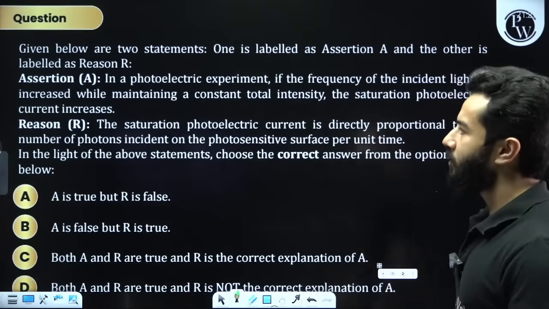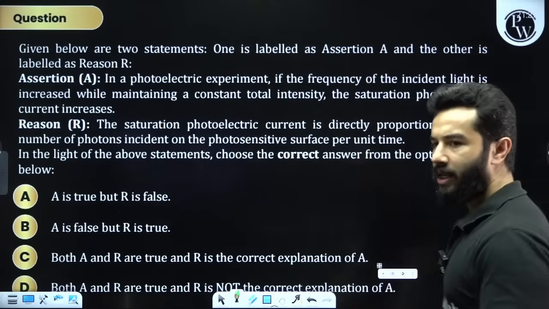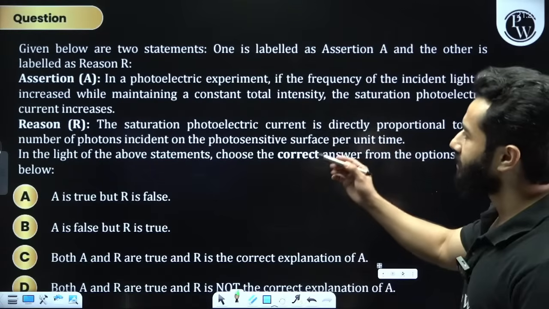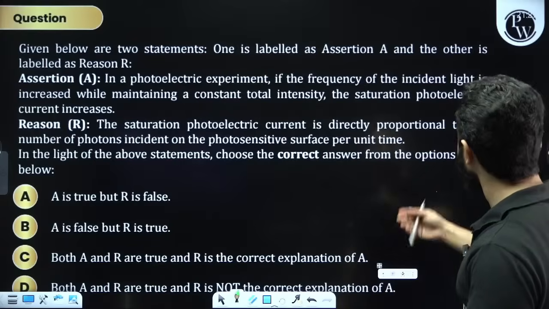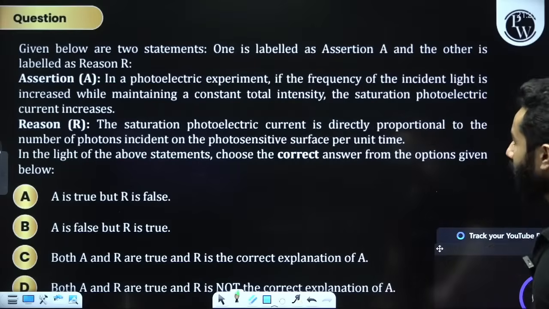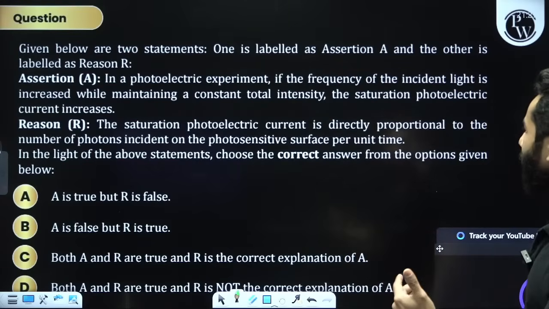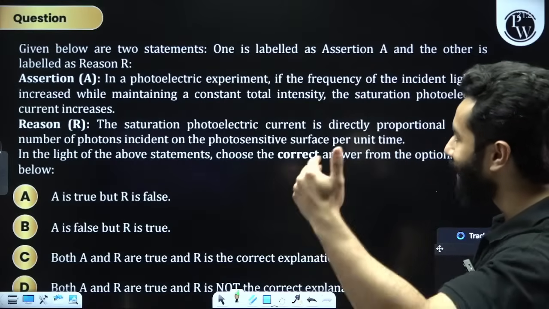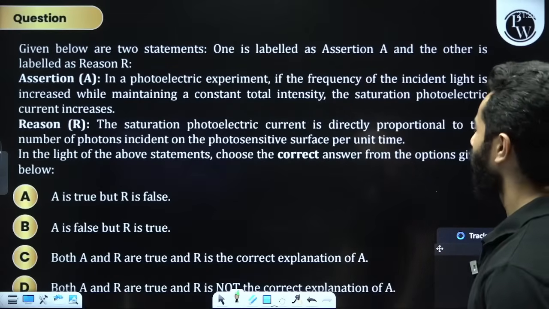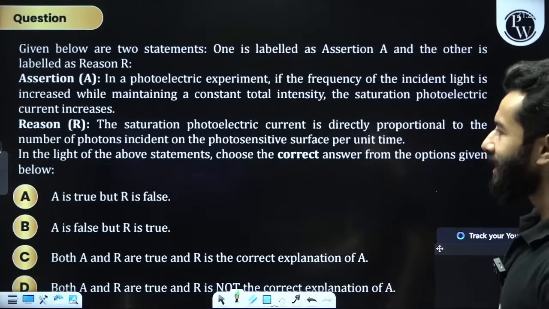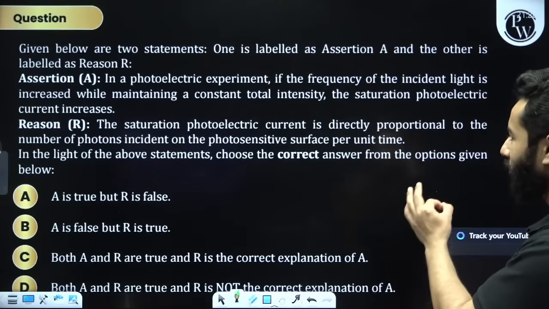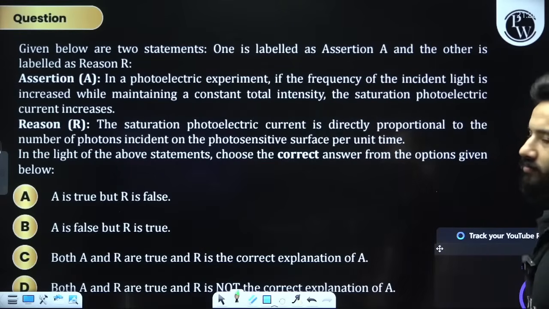More questions on assertion and reason, so pay attention. If you have any doubt, you can argue with me, no problem with that. You can discuss it with me. Assertion says in a photoelectric experiment, if the frequency of the incident light is increased while maintaining constant total intensity, the saturation photocurrent increases. And the reason is that saturation photoelectric current is directly proportional to the number of photons incident on the photosensitive surface per unit time.